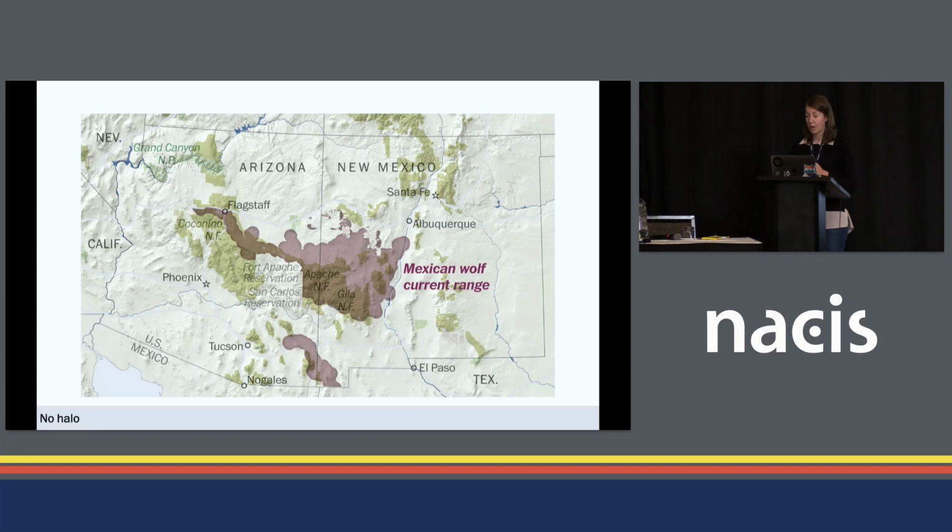So for this example, I'm going to use this map on the Mexican wolf current range that we published a couple months ago, if I remember correctly. And so for this first map, there's no halos on this one. So there's a lot going on in this one. You could argue maybe a little bit more than the last one. We've got terrain, we've got national parks, national forests, we've got the Mexican wolf current range, we've got political labels as well. There's a lot going on in this map.